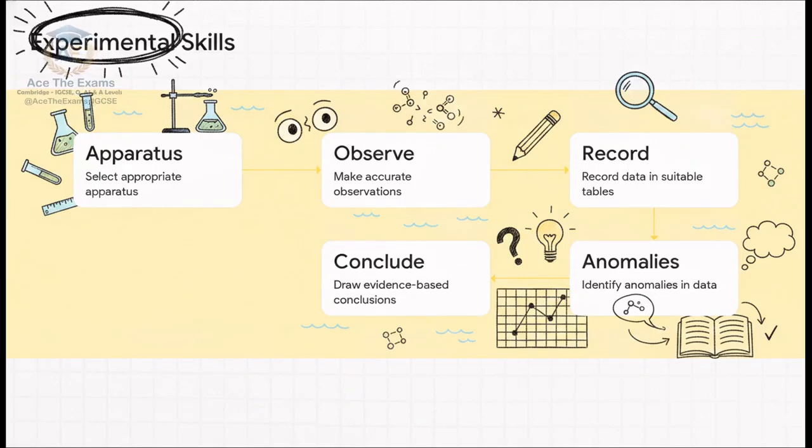You gotta follow these exact sequential instructions. First, select the appropriate apparatus. Then, make accurate observations and effectively record your data in suitable tables. But wait, don't just stop there. Top band students go the extra mile. They actively identify anomalies in their data and they draw solid evidence-based conclusions from what they've actually found.